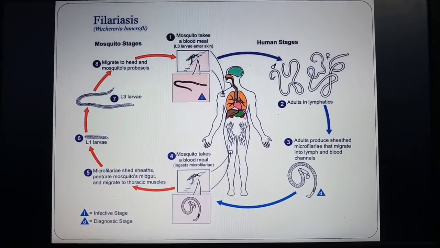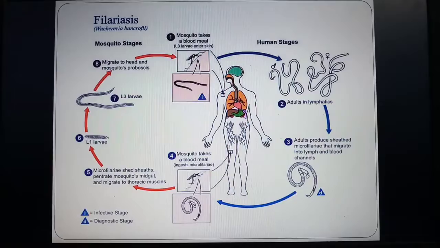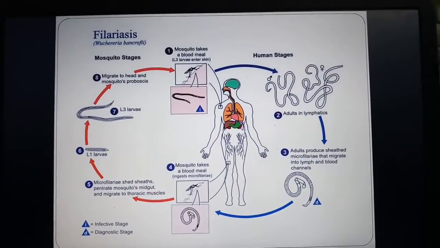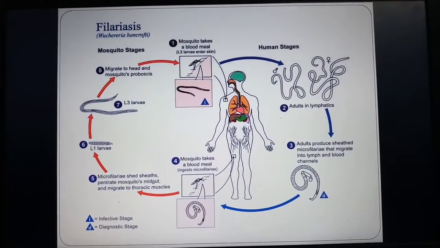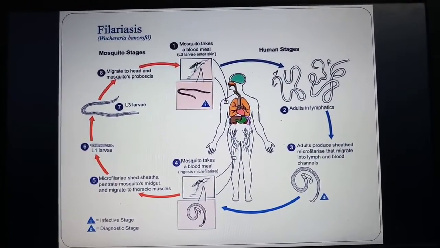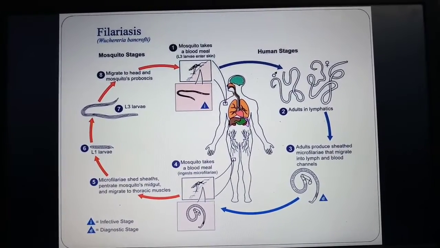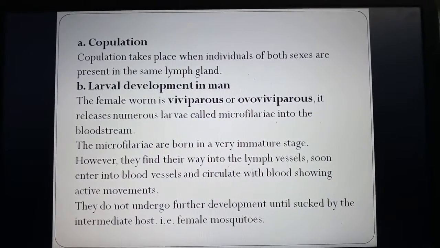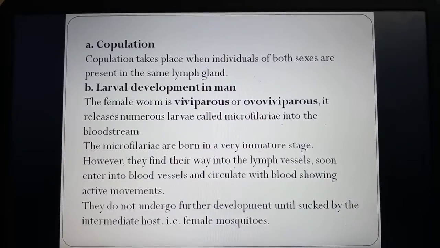Now you can see the life cycle of Wuchereria bancrofti. You can see on the left side the mosquito stage, different mosquito stages are there, and the right side is the human stage in which development takes place and causes filariasis. Copulation takes place when individuals of both sexes are present in the same lymph gland.